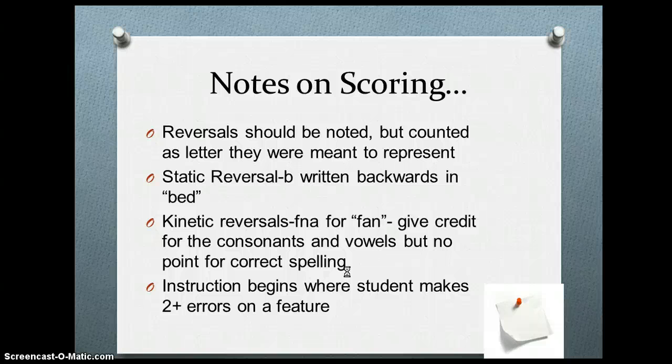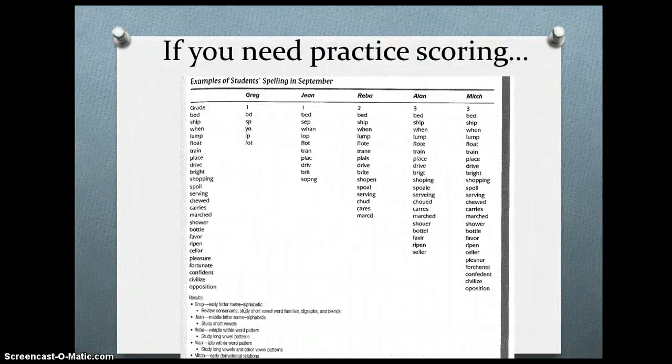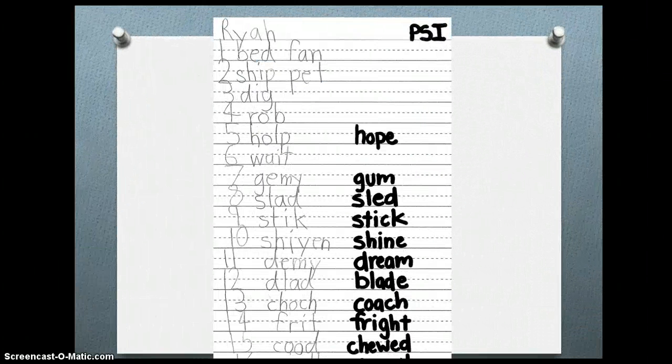And then, like I said, instruction would begin where the student makes 2 or more errors on a given feature. So if you need some practice, you could print out the feature guide from Titanium and practice scoring these different students and see how they do. Here are the answers of the stages they fall in. Here is the sample I gave to my student.